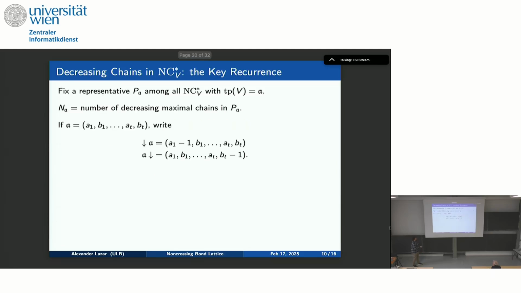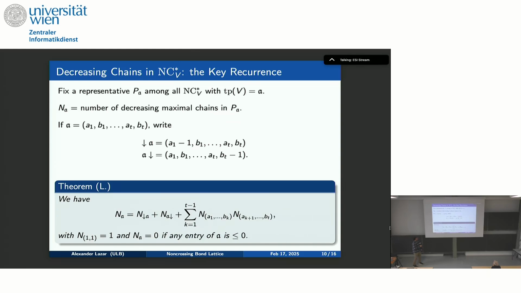Yeah, exactly. Okay, so what one can show is that if you actually start counting these decreasing saturated chains, N of A is N of down A plus N of A down plus, this ought to look pretty familiar to a lot of us. This is pretty clearly a Catalan type recurrence with some twist. And this twist makes things much nastier. And then the boundary conditions are kind of what you want. N of (1,1) is 1. It's 0 if any entry is non-positive.